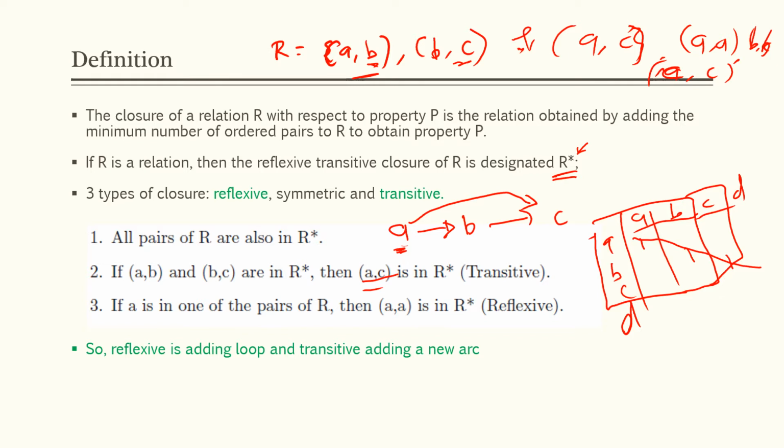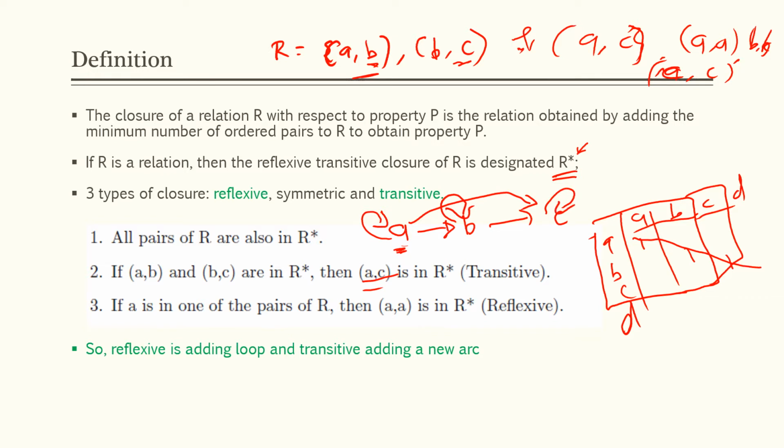So reflexive actually is adding loop and a transitive is adding a new arc. So what does it mean? Actually, if you have this particular graph, for reflexive, you're adding a loop to your graph.